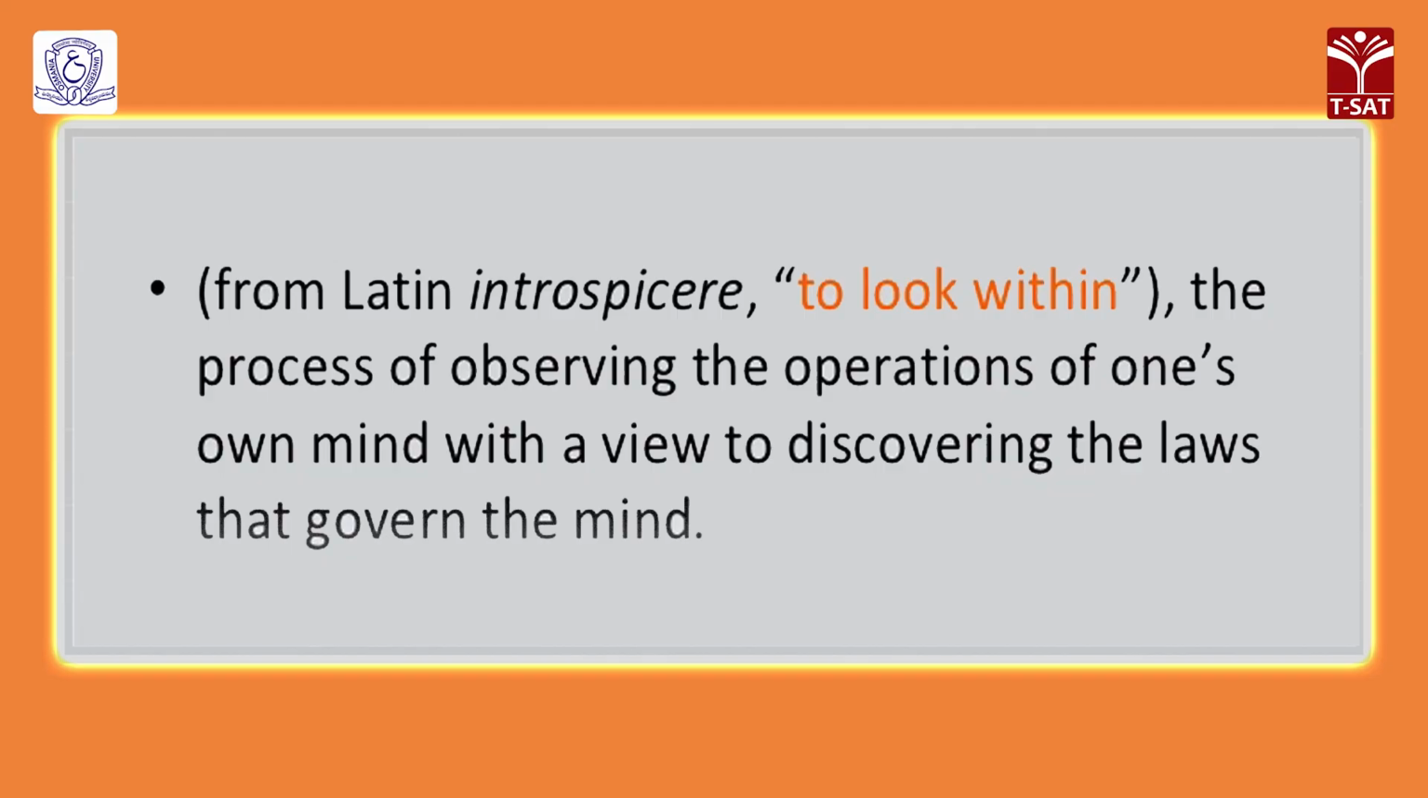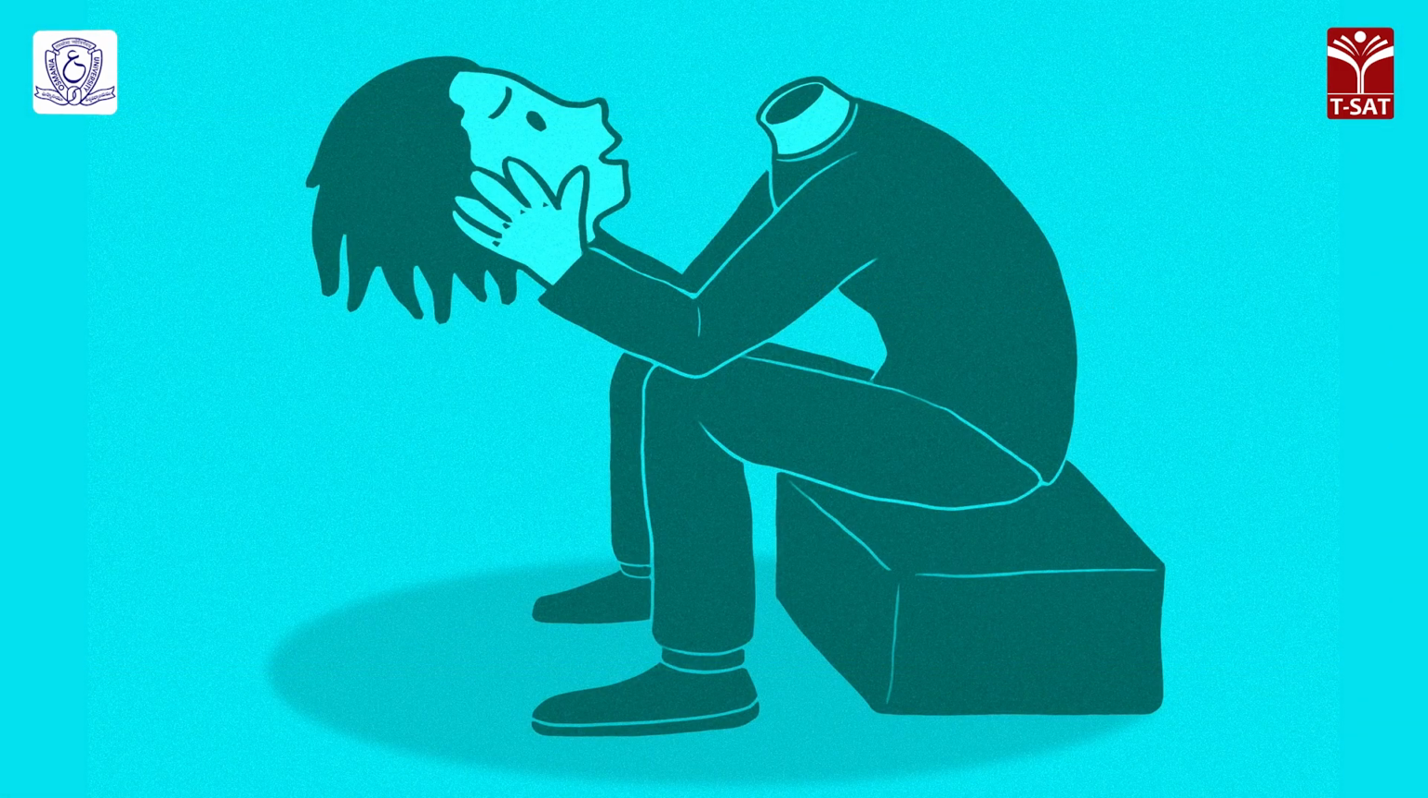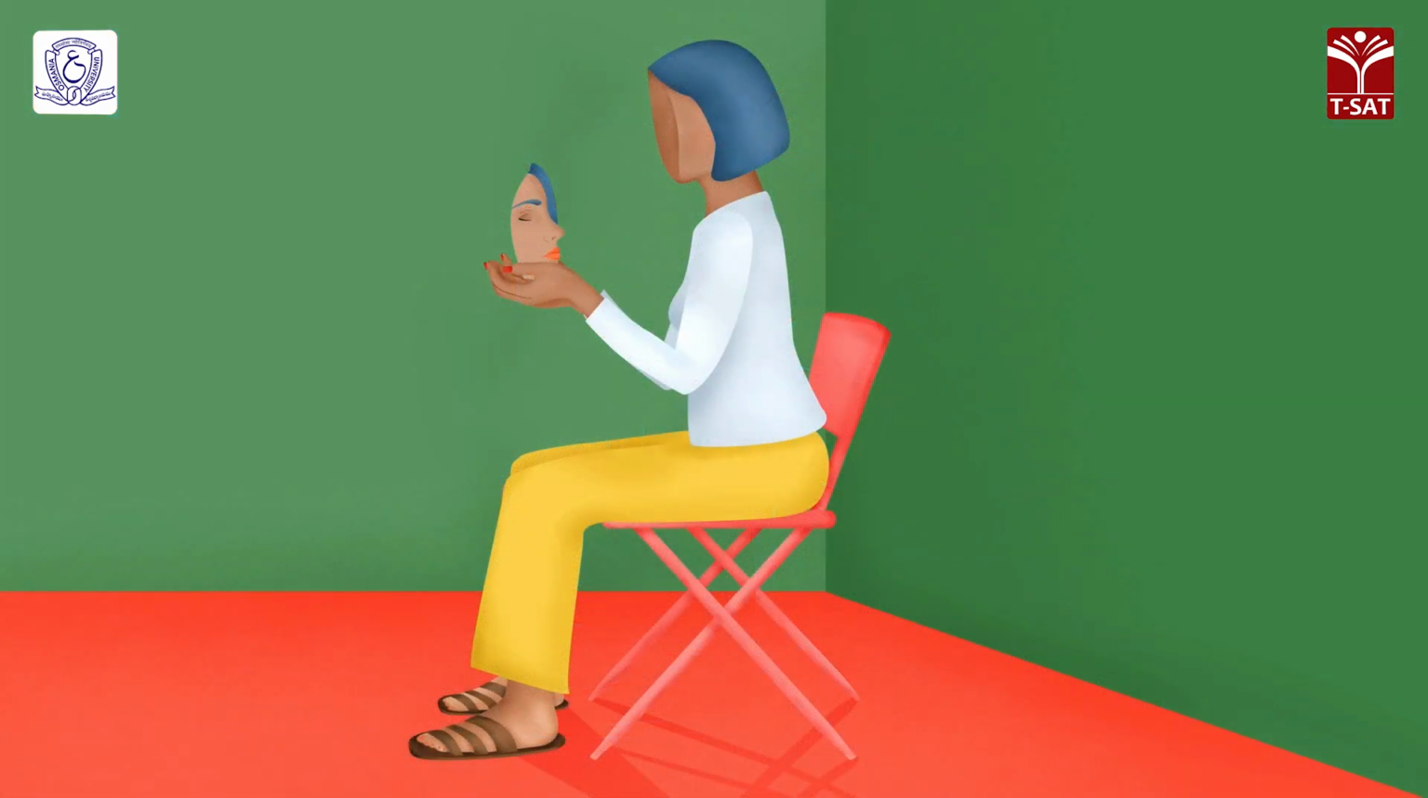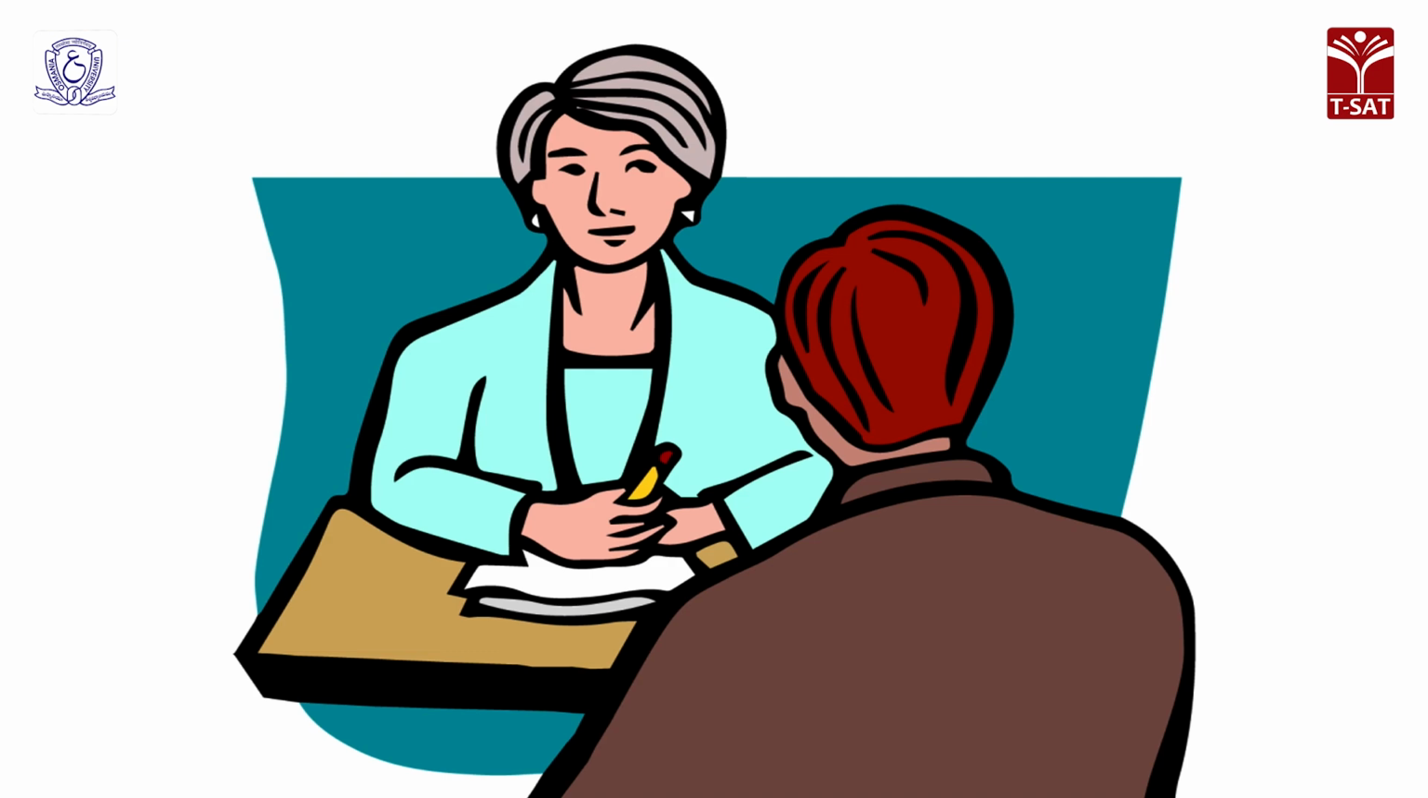Introspection method. Introspection, from Latin introspecere, means to look within. It is the process of observing the operations of one's own mind with a view to discovering the laws that govern the mind. Introspection is a process that involves looking inward to examine one's own thoughts and emotions. The term is often used in everyday language to refer to the informal processes of exploring one's inner life, but the term also applies to a more formalized process that was once used as an experimental technique in psychology.